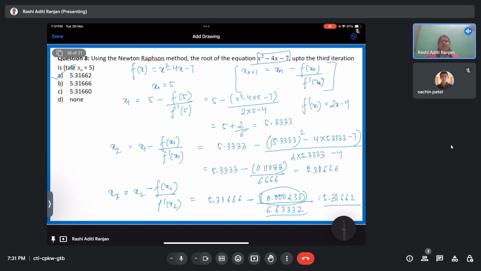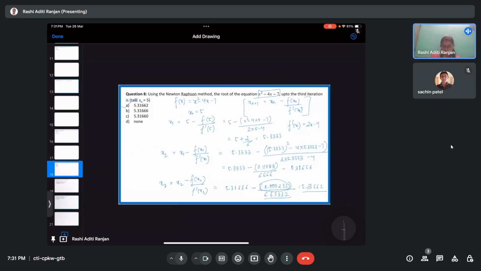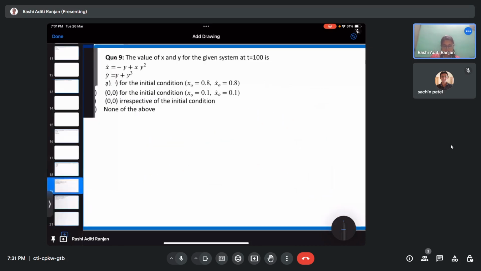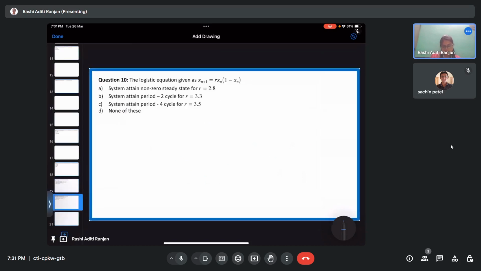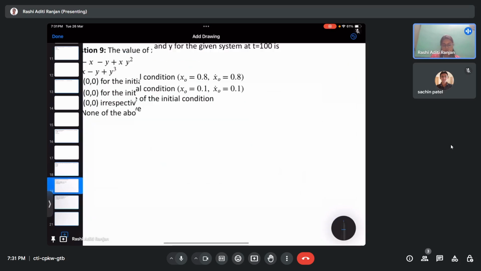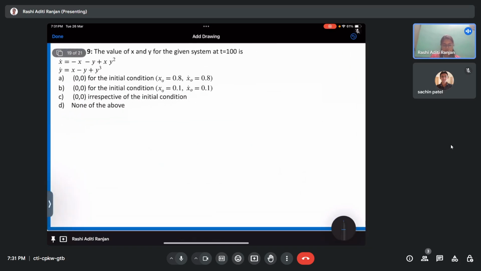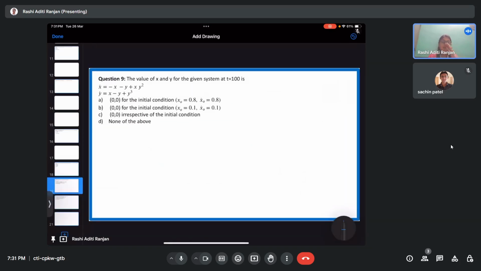For a linear system, it is easy. But for a non-linear system, that too with transcendental functions, it is very important that I learn how numerical techniques should be used in order to compute the roots. Okay, so now I'll go to question number 9. Questions 9 and 10 are both numerical questions. So now I'll connect with my laptop.